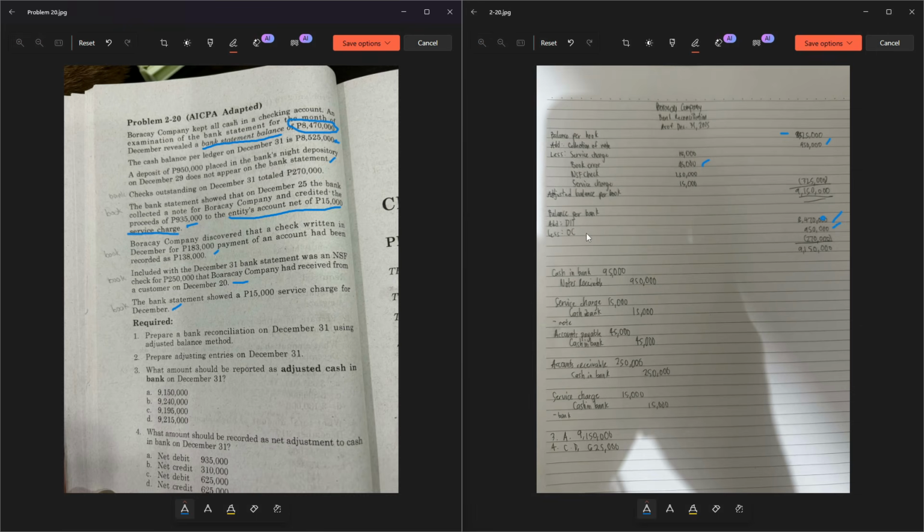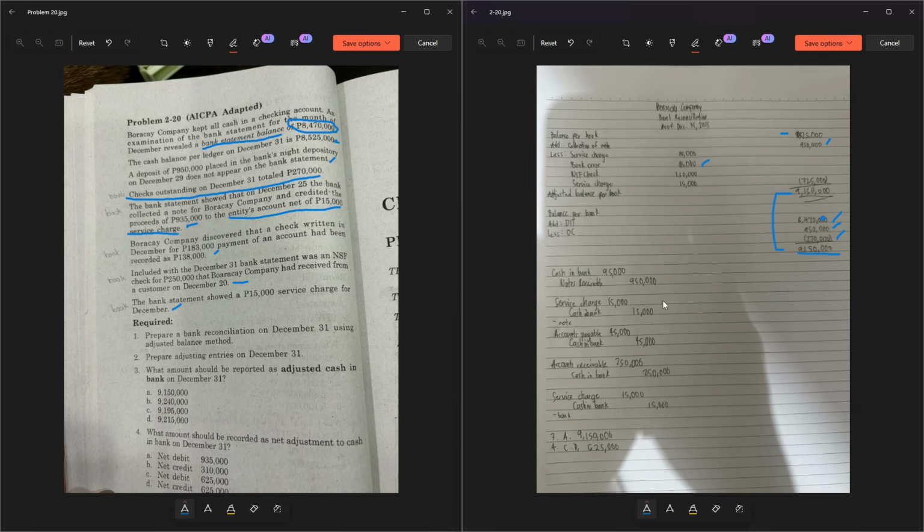And then the outstanding checks, 270,000. So here stated na siya. So it's not hard to find. Then you add, subtract in order to get 9,150,000, same as the adjusted balance per book. Therefore, the bank reconciliation is correct.